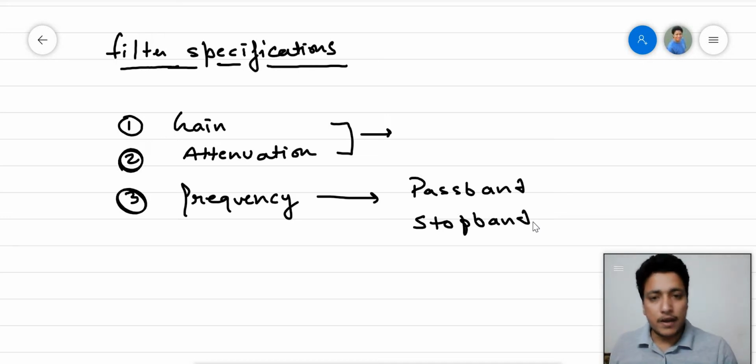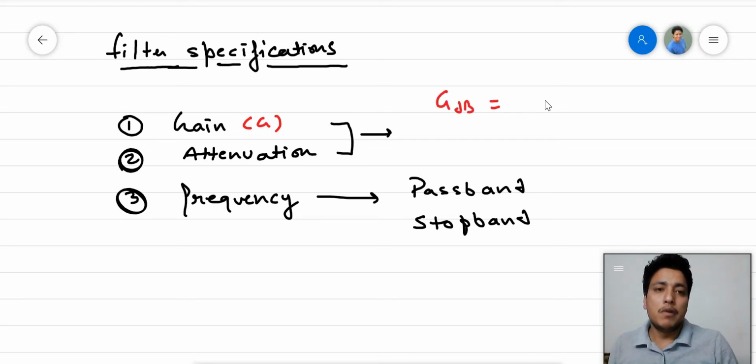When we move from ideal filter to realizable filter, then there will be another band which will be involved, that is called transition band. Gain of the filter is defined as G. So in decibels it is also given as G dB will be equal to 20 log base 10 mod of H omega, right?